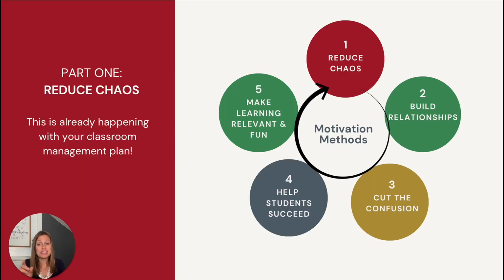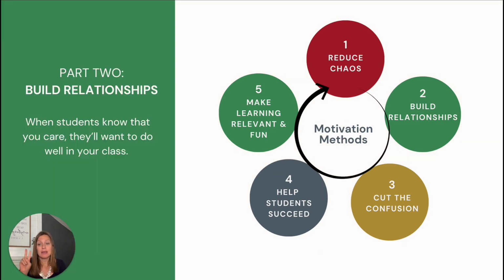So part one, reduce chaos. This is already happening, right? Step one, and we already created our classroom management plan. We put it into action. That's going to be hugely helpful in motivating. Number two, build relationships. When students know you care, they'll want to do well in your class. You're probably already doing this, but there's always more we can do to build relationships.